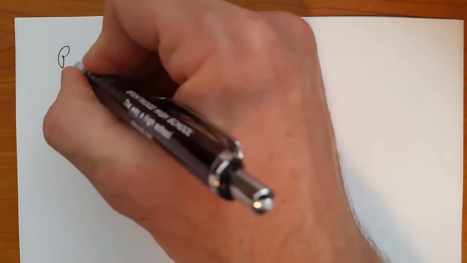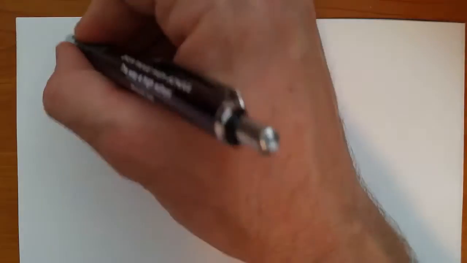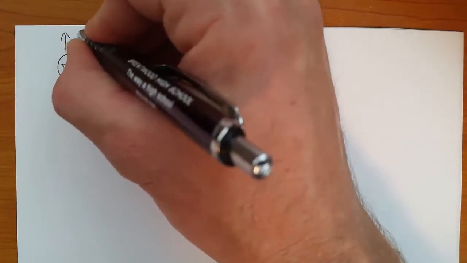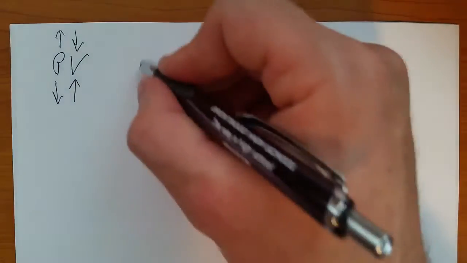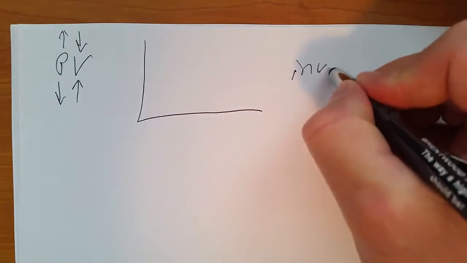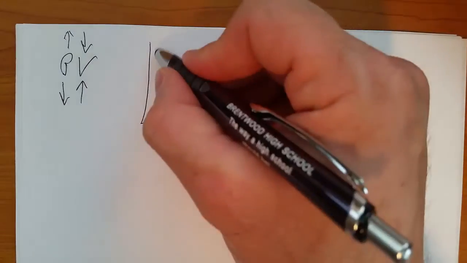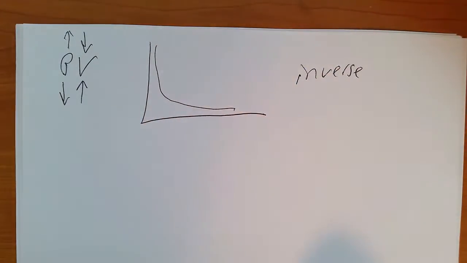Now, the relationship between pressure and volume, they are next to each other. So as pressure goes up, volume goes down. As pressure goes down, volume goes up. That's an inverse relationship. And the graph's going to look kind of like so.